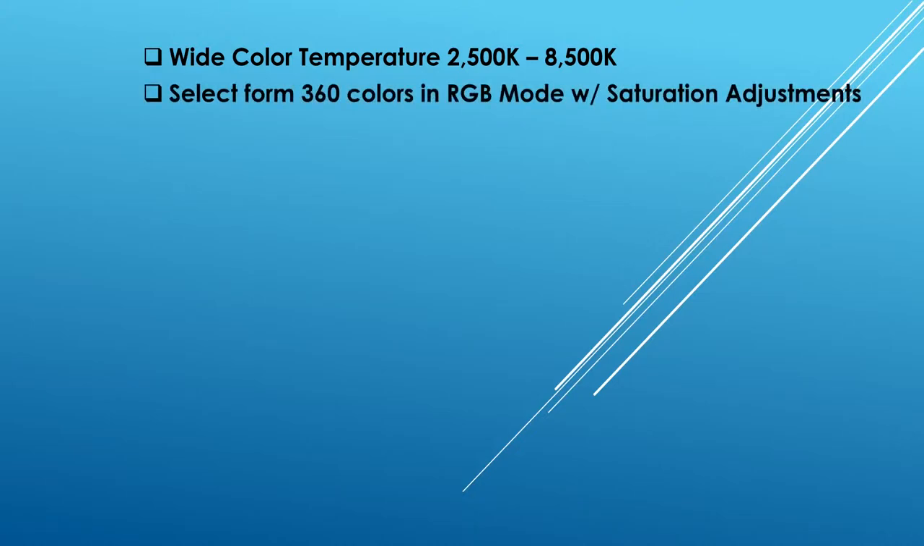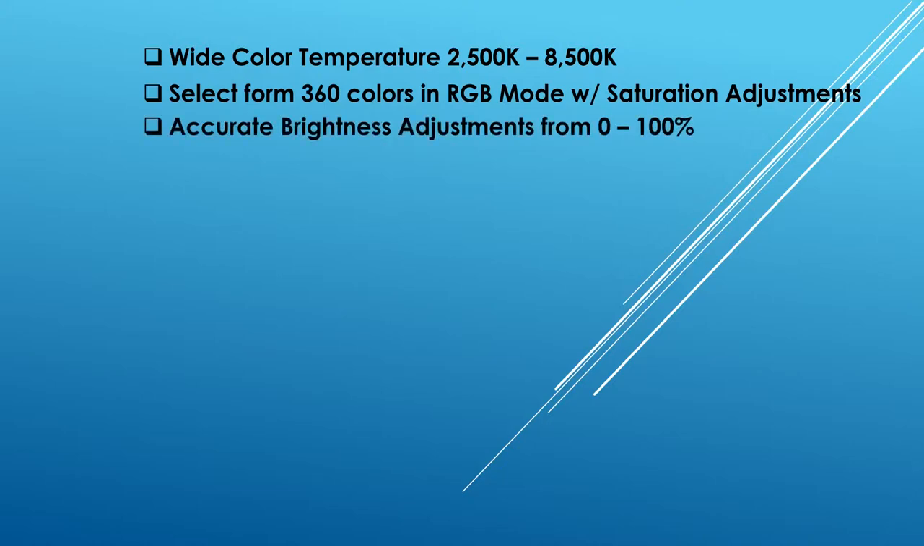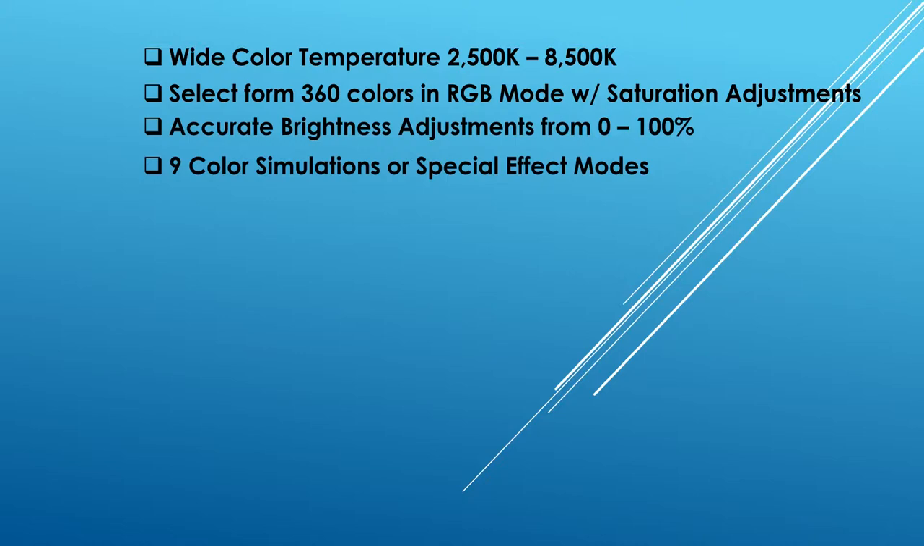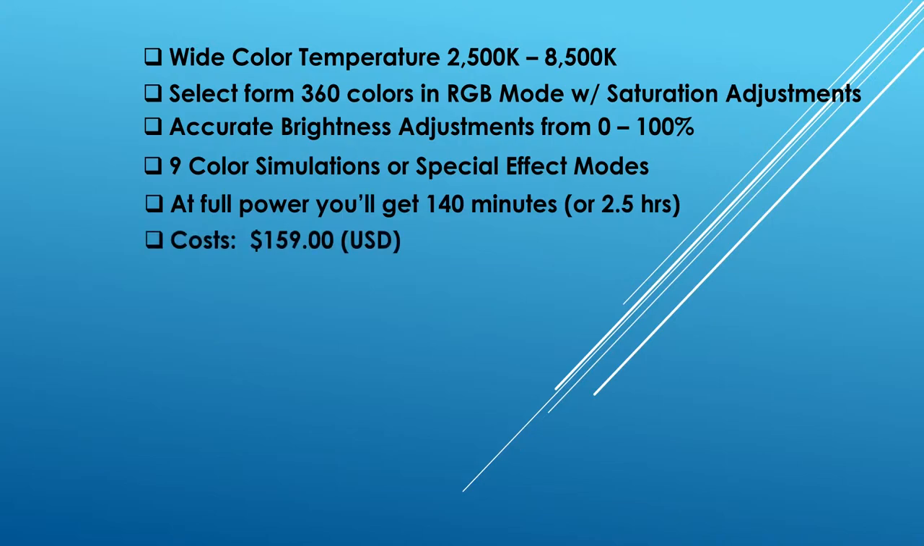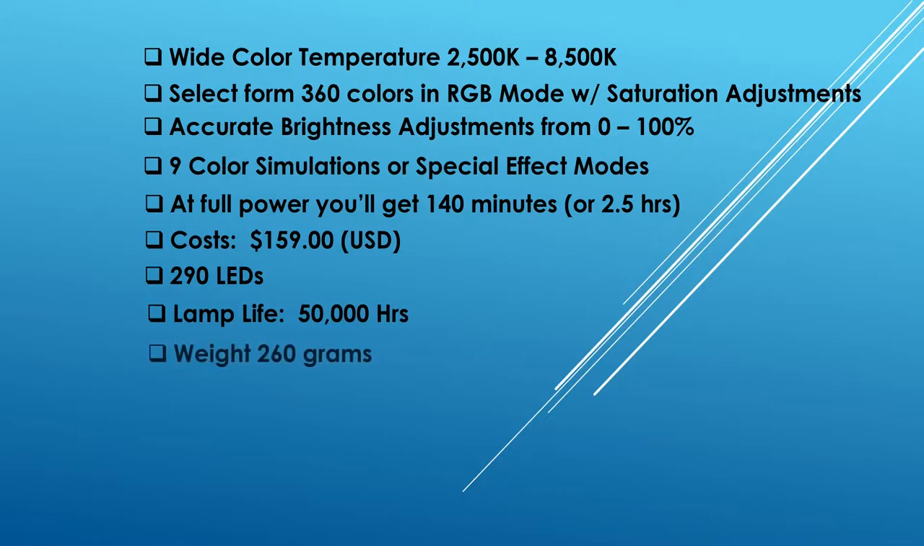You can select from 360 colors in RGB mode with saturation adjustments. You've got accurate brightness adjustments from 0 to 100, 9 color simulations or special effect modes. At full power, you'll get 140 minutes or 2.5 hours. It costs about $159 US. It's got 290 LEDs and lamp life's 50,000 hours at a weight of about 260 grams.